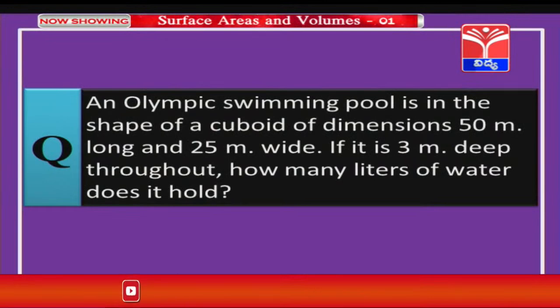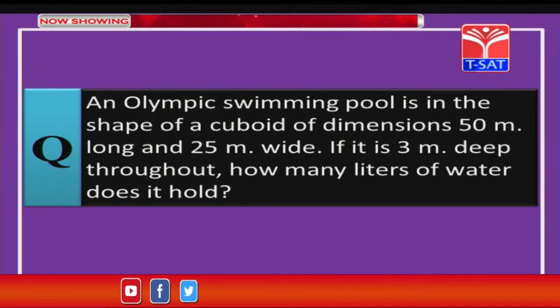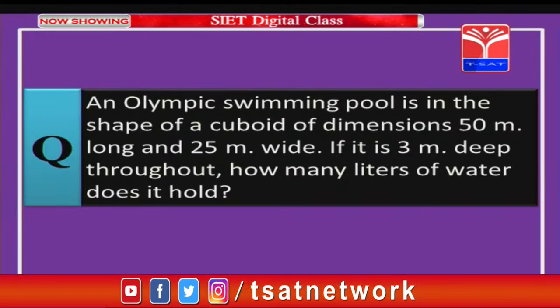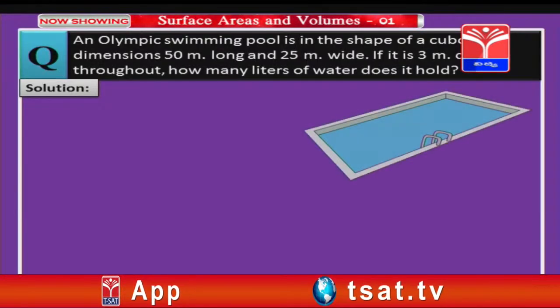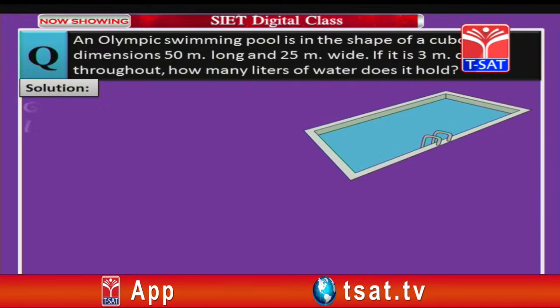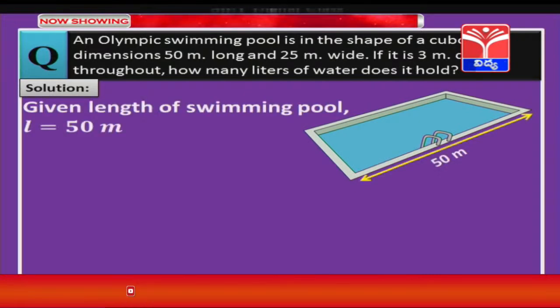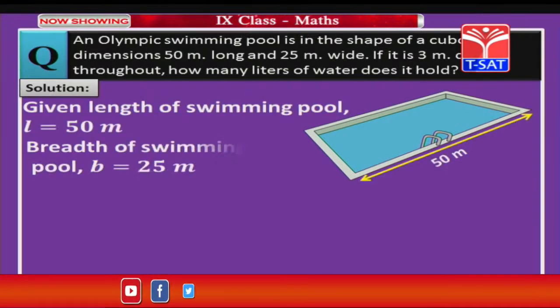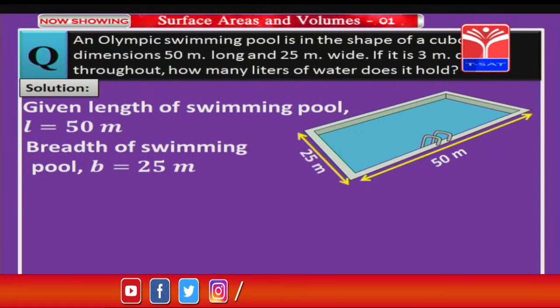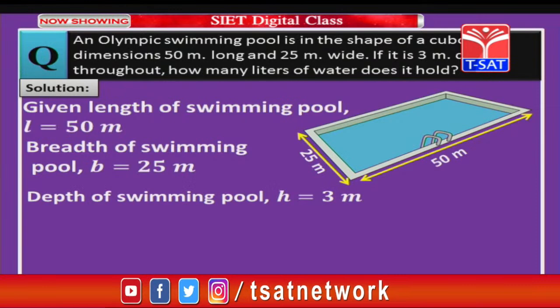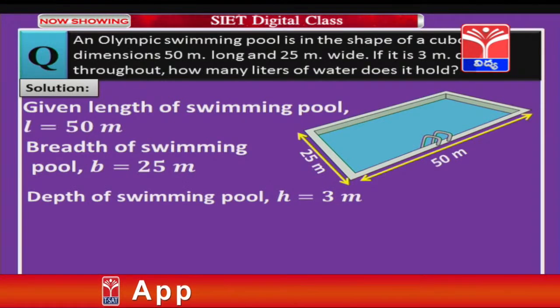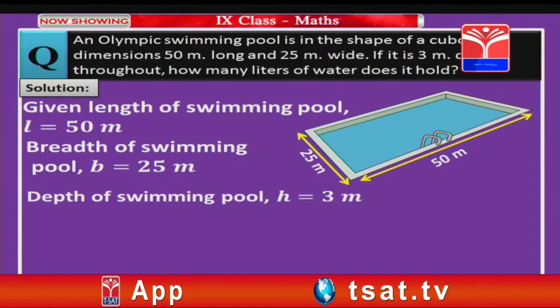An Olympic swimming pool is in the shape of a cuboid of dimensions 50 meters long and 25 meters wide. If it is 3 meters deep throughout, how many liters of water does it hold? Let us start with the solution. So, there is a swimming pool, right children, and what is given? The length of the swimming pool as 50 meters. And what about the breadth, children? Yes, 25 meters. And the depth, we can assume it as the height of the swimming pool, that is 3 meters.